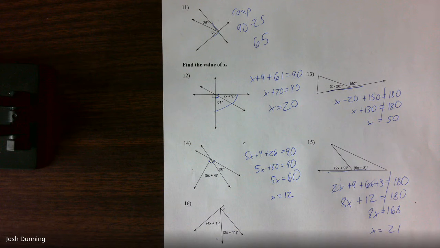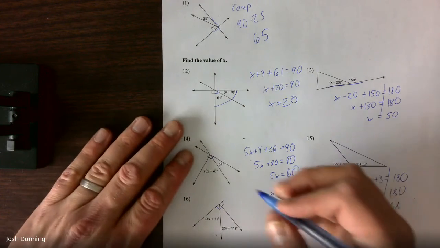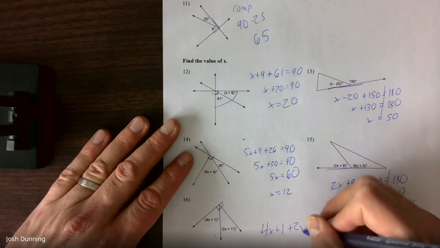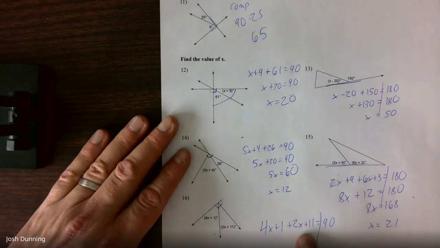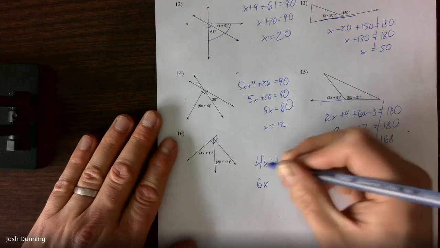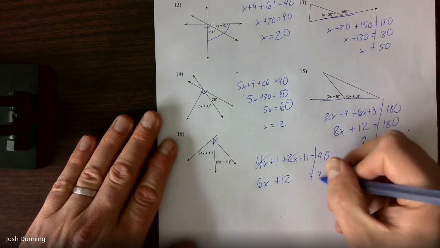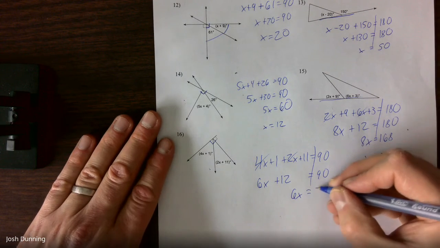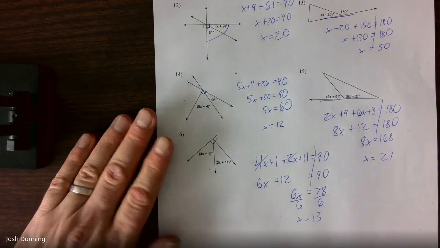Now 16, this one plus that one, they form a 90-degree angle. So 4x plus 1 plus 2x plus 11 equals 90. These are on the same side, so we'll put them together. 4 plus 2, 6x, 1 plus 11 is 12. Minus 12. Divide by 6, divide by 6. 13.